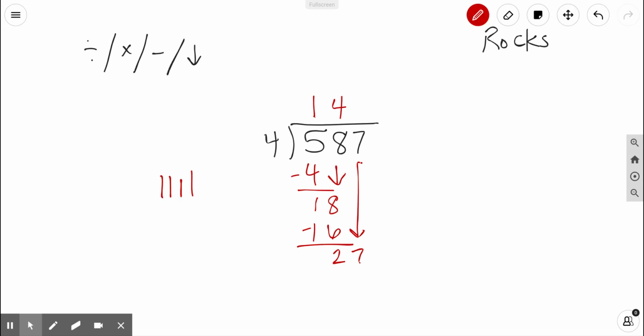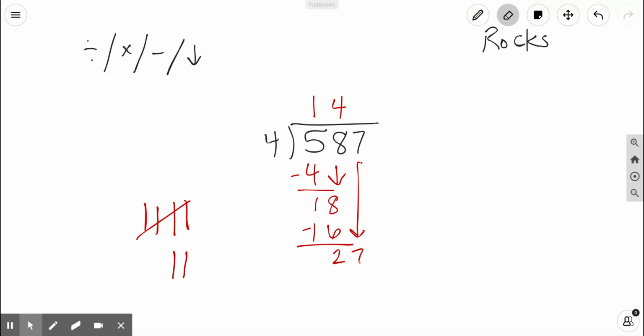All right, so now, again, how many times can 4 go into 27? Well, I'm going to count by 4s again. 4, 8, 12, 16, 20, 24, 28, 32. Okay, 32 is too high, so I'm going to get rid of that one.